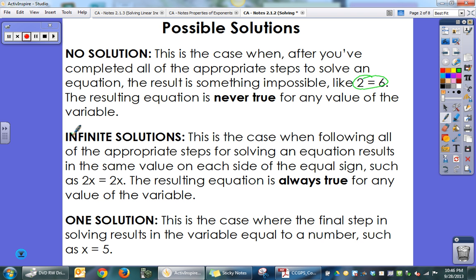Another type of solution would be that I have an infinite number of solutions. In this case, I end up with a statement that looks like this at the end, and since I can plug in any value for x to make that true, and it's always going to be true, then I would have an infinite number of solutions that I could substitute in for x. And then lastly, the one that's the most common is only having one solution.